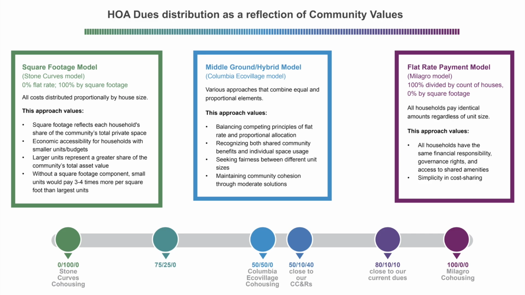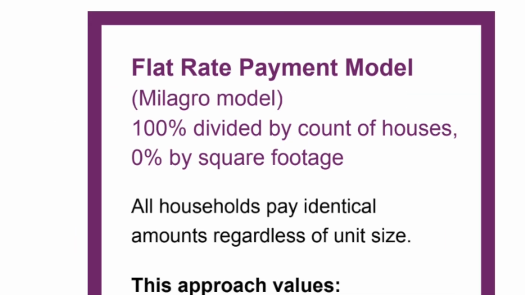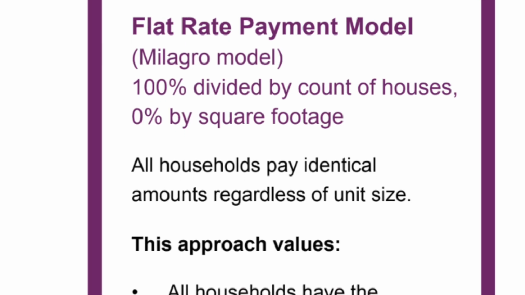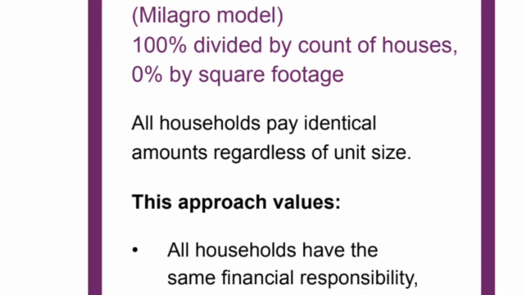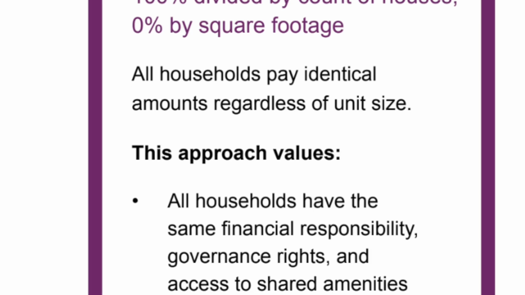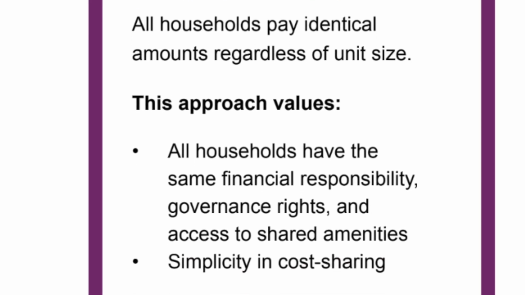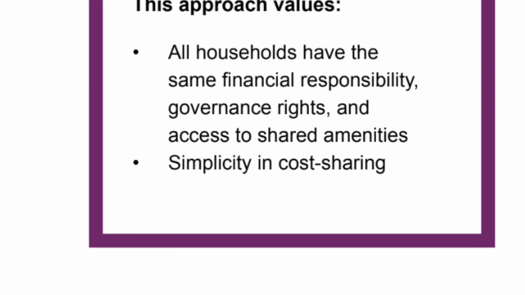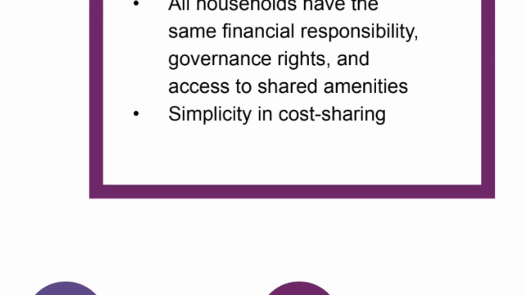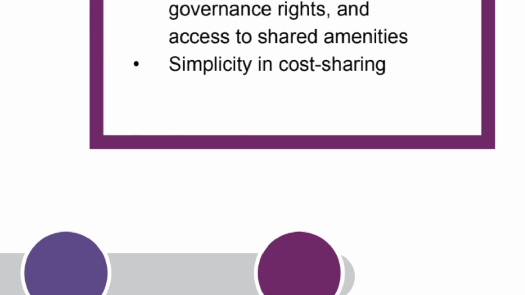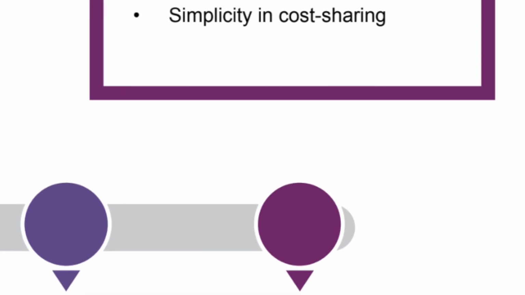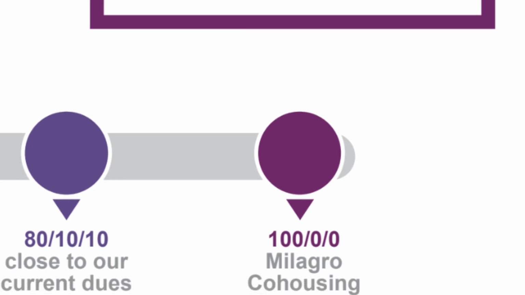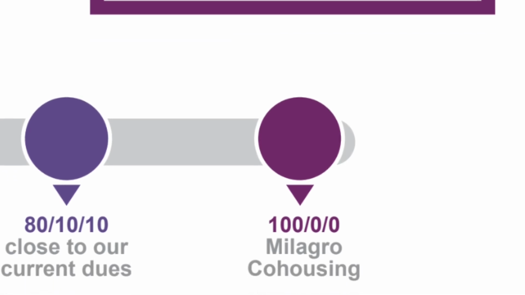this graphic. In the flat rate payment model, 100% of dues are divided by the count of the houses. 0% is divided by square footage. Every unit pays the same regardless of size and/or number of residents. The values emphasized in this model are that all households have the same financial responsibility, governance rights, and access to shared amenities. There's also a value for simplicity and cost sharing with this model.